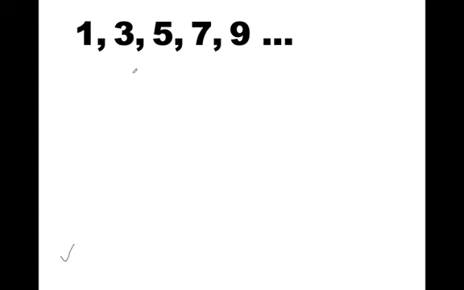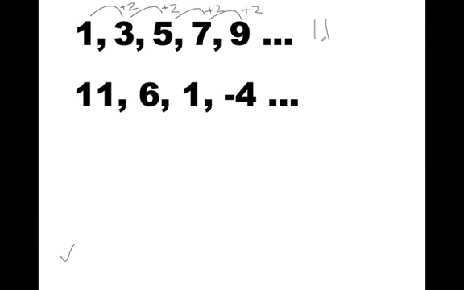So look at this sequence and think to yourself, what would the next number be? We see we are adding 2 each time. So the next number would, of course, be 11. How about this one? Subtracting 5 each time. So the next number would be -9.